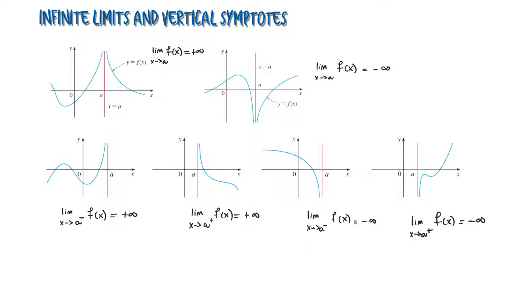So then, since all of these limits ended up being positive or negative infinity, that means that in every case, the line x equals a, here again, here and here, all of those vertical lines are vertical asymptotes because infinity was somehow involved around those lines. So the line x equals a is a vertical asymptote.